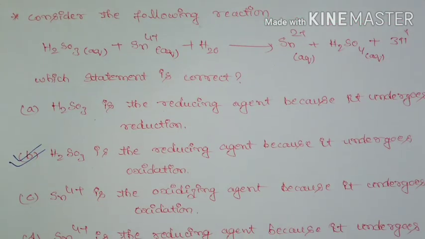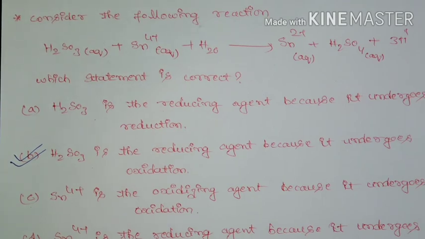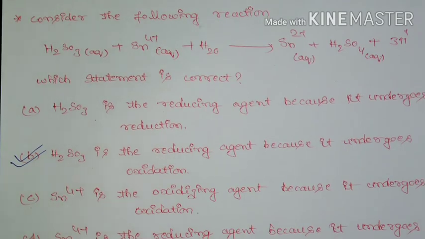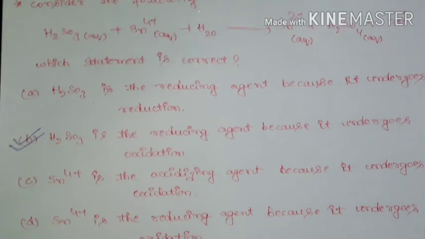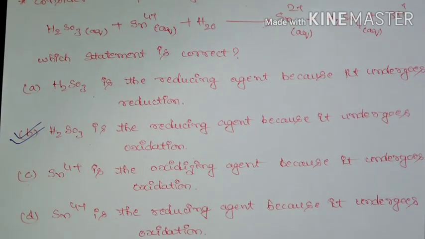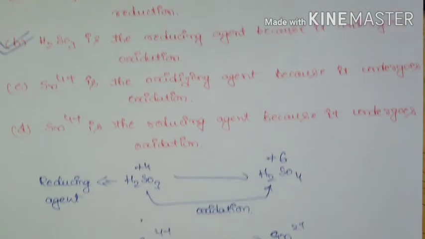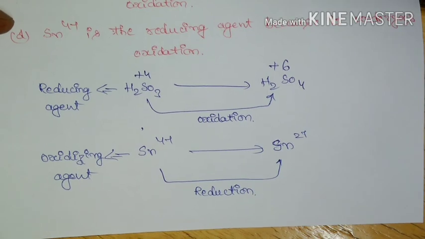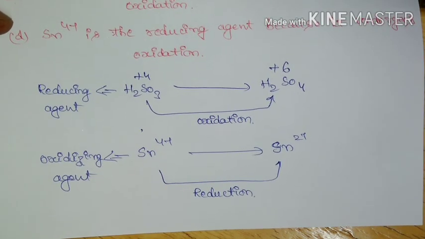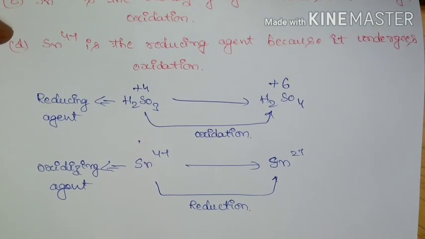Next question, consider the following reaction: H2SO3 plus Sn4 plus H2O gives Sn2 plus H2SO4 plus 3H plus. Which statement is correct? So here we need to choose the correct statement, and option B is correct, that is H2SO3 is the reducing agent because it undergoes oxidation. So in this reaction, H2SO3 will act as reducing agent, thereby it will undergo oxidation, and Sn4 plus will act as oxidizing agent, thereby it will undergo reduction.